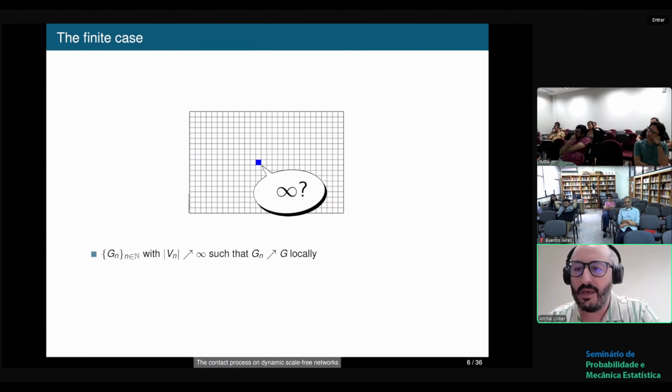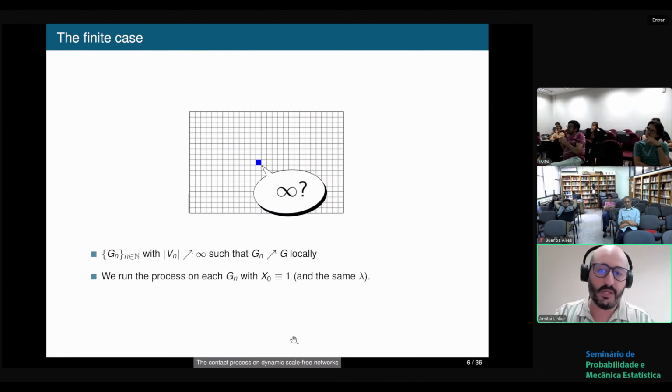What is the problem for the finite networks? How do we study if the network is strong or if it's weak? Then what we're going to take is a sequence of finite networks with the vertex set growing to infinity in size, and we're going to ask this sequence of networks to converge to some infinite network locally. For instance, if you take these finite boxes and you let the size grow to infinity, then these boxes converge locally to the infinite lattice.